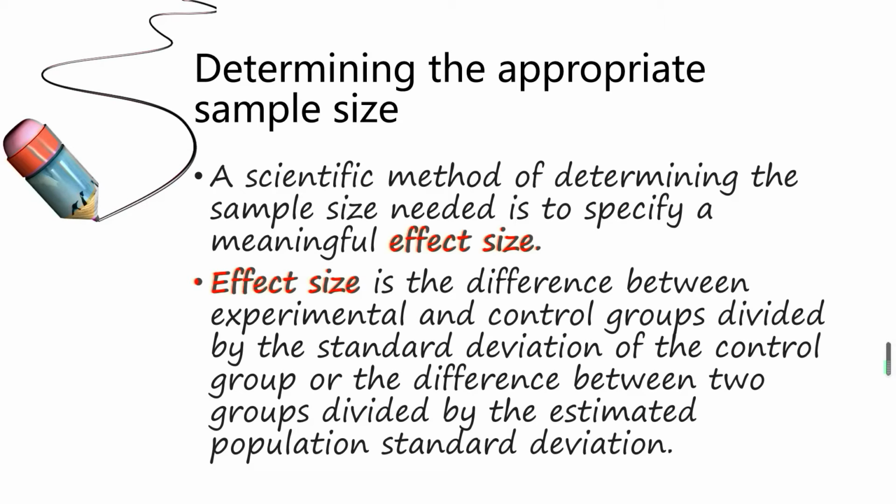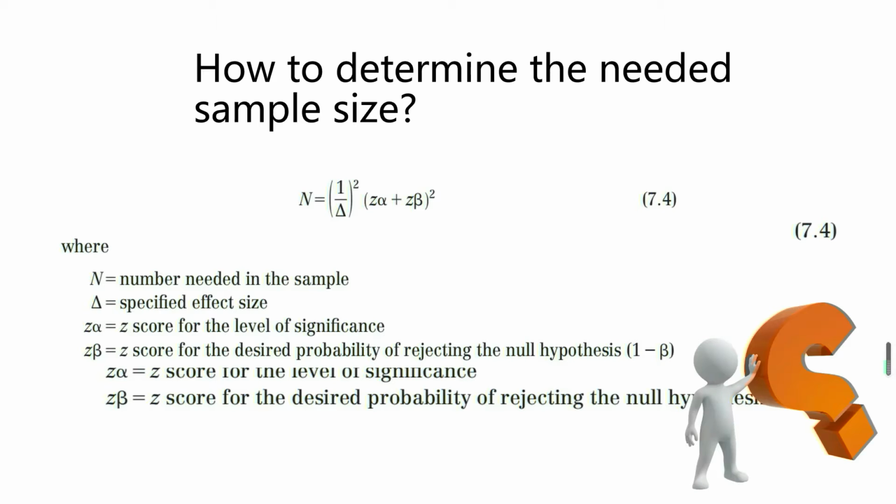How to determine the appropriate sample size? A scientific method of determining the sample size needed is to specify a meaningful effect size. Effect size is the difference between the experimental and control groups divided by the standard deviation of the control group, or the difference between two groups divided by the estimated population standard deviation. We can resort to this formula to determine the needed sample size.